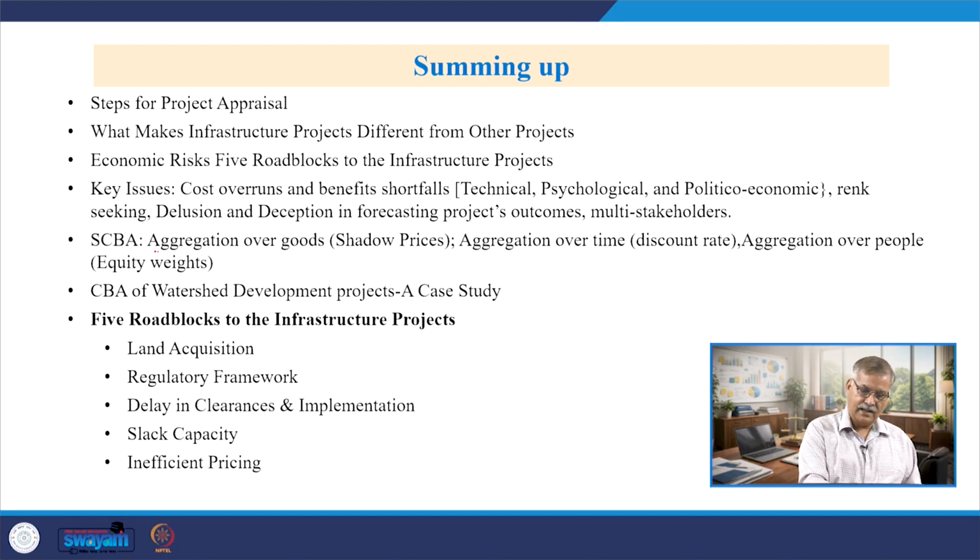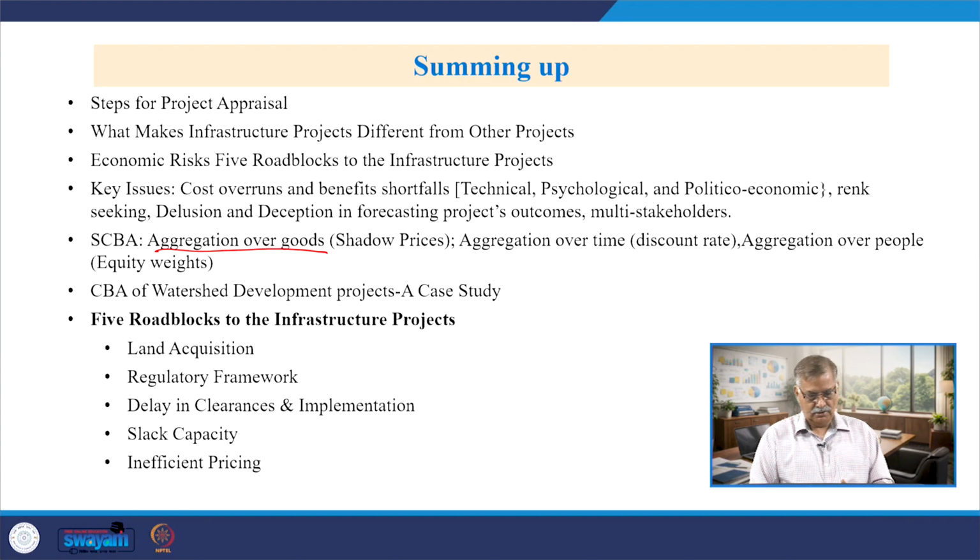First is aggregation over goods, because there may be different types of goods or services created by the project. How to convert them into monetary value is a big challenge, and here the researchers use shadow prices because the market price cannot capture the true cost and benefit of such projects. So shadow pricing, which includes the opportunity cost of the resources, is taken into consideration to estimate the cost and benefit.